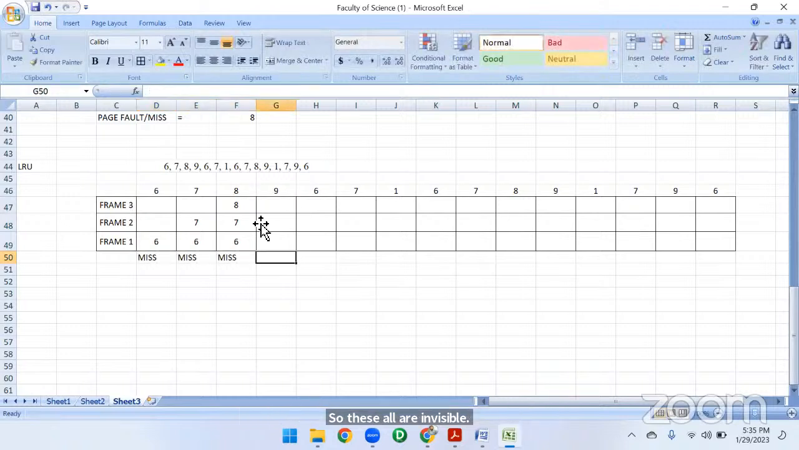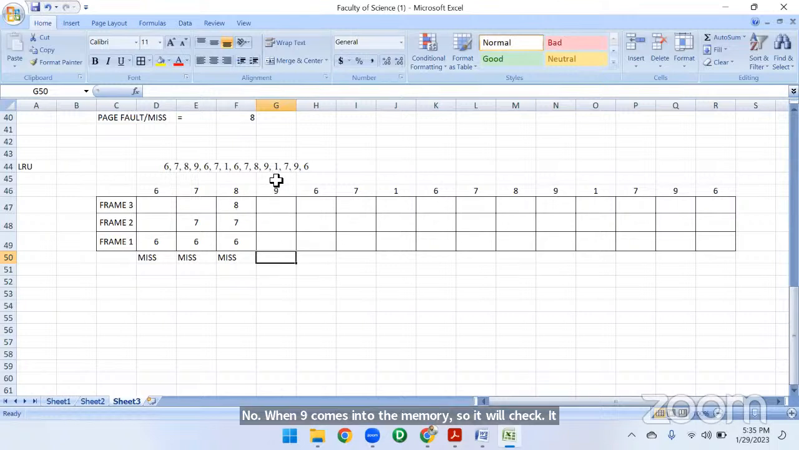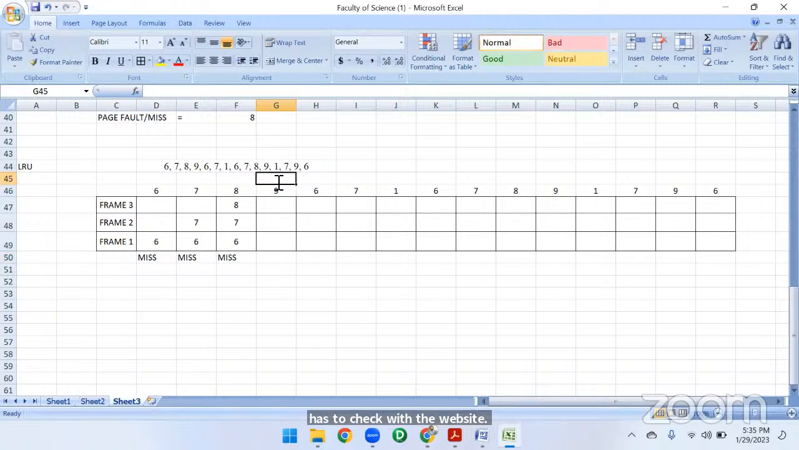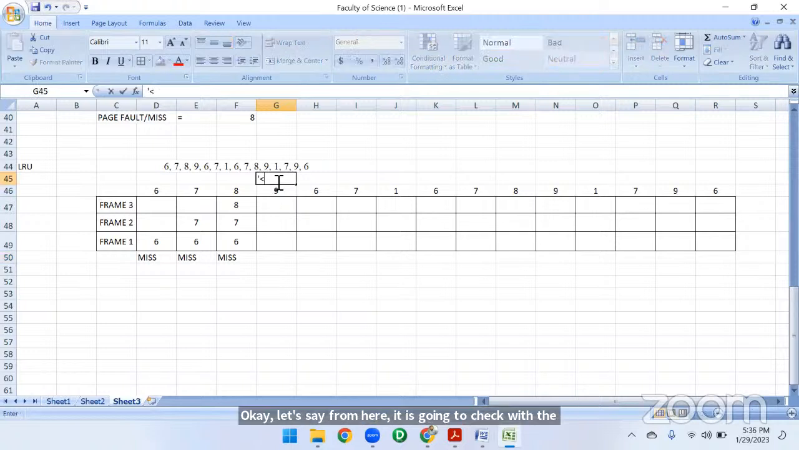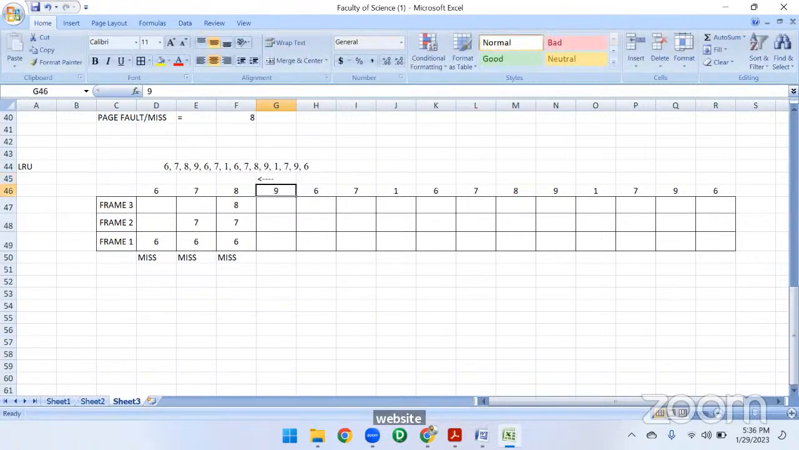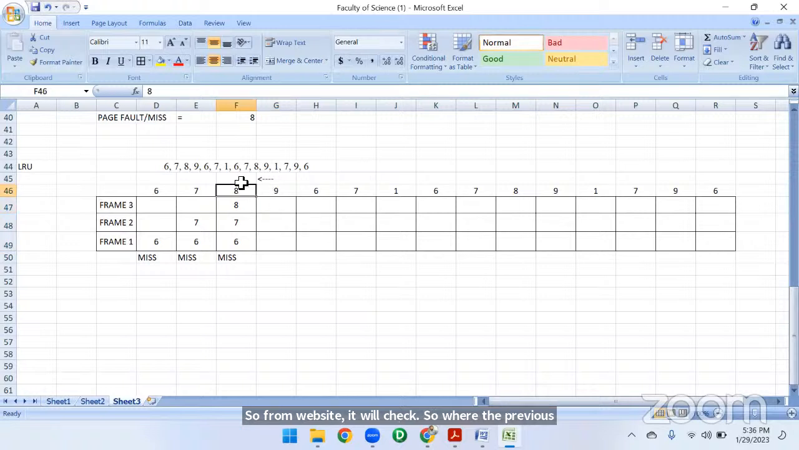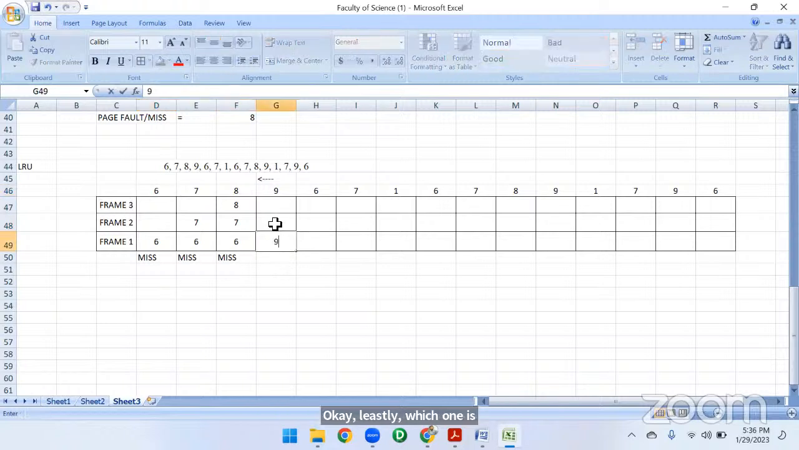Now when 9 comes into the memory, it will check. It has to check with the left side. So from the left side, it will check. Where the previous one, 8, has been used is immediate to the 9. 7 is next. Which one is used least, lastly? 6. Right. So it is going to be replaced with the 6. Yeah. So it is also a miss.